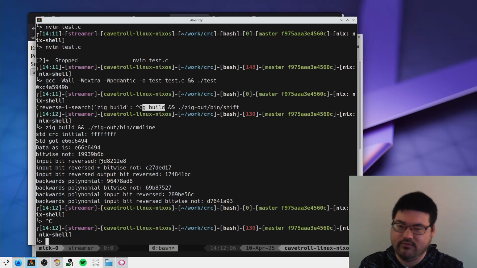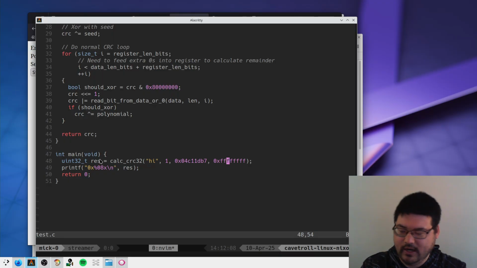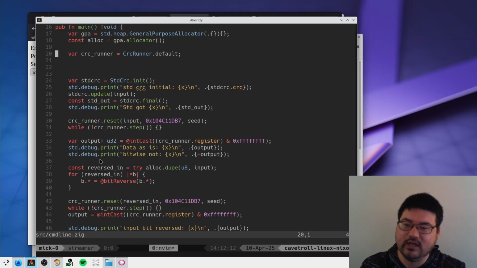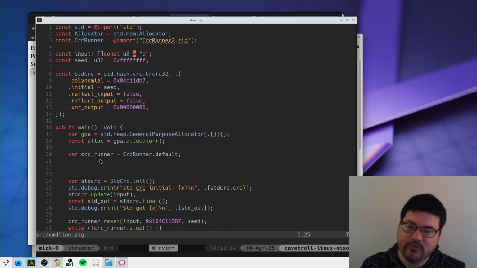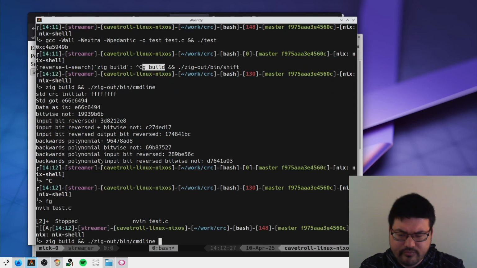I think that we don't have the same. What did we type in here? We said hi. So I guess that means in our Zig implementation, we should also write hi here. So here we are using Zig's standard library thing here with the polynomial that we wanted to use, the seed of a bunch of f's, and then kind of like null parameters for the other stuff.